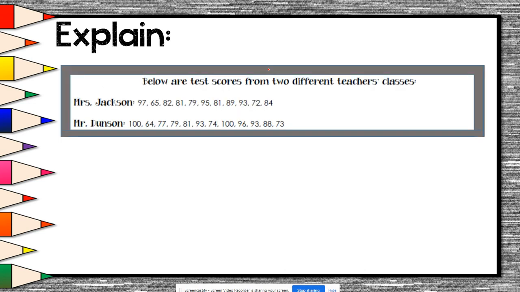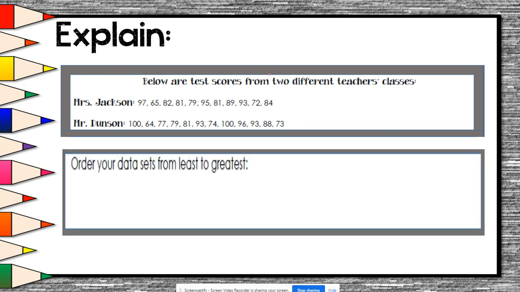Let's look at two different sets of data. The first set of data is test scores. Well, we know that when we are finding measures of the center and spread of sets of data, the first thing we need to do is always order our sets of data from least to greatest.